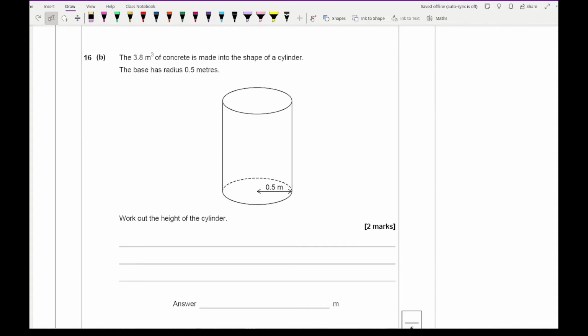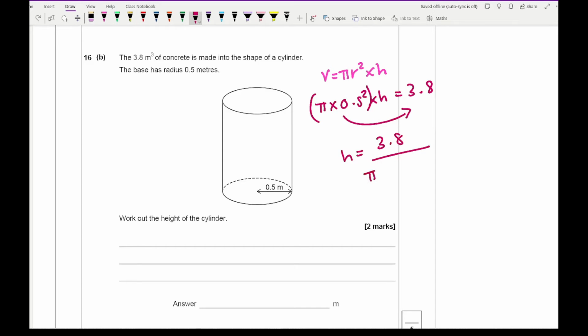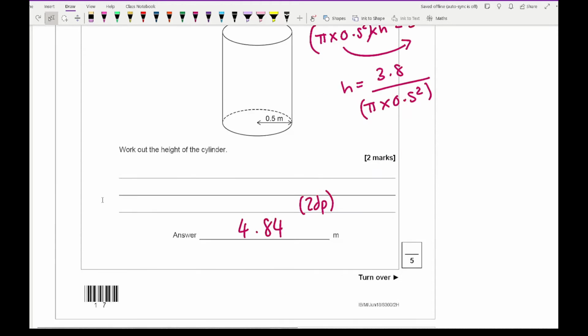It then says that the 3.8 cubic meters of concrete is made into the shape of a cylinder. The base has a radius of 0.5 meters. Work out the height of the cylinder. The volume of a cylinder is pi r squared times h. Substituting the numbers I know, I've got pi times 0.5 squared times h equals 3.8. If I put brackets around these two things, which are just numbers, I can take that over to the side. So h equals 3.8 divided by pi times 0.5 squared, and I put that in brackets and get an h value of 4.84, to 2 decimal places.